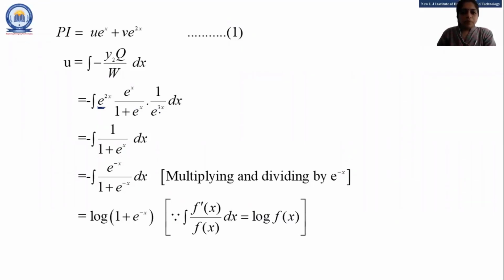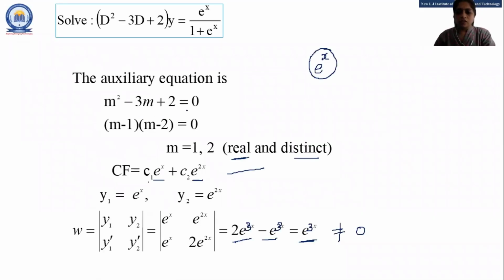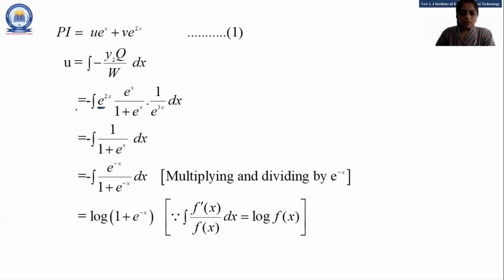Your Wronskian is e raised to 3x, students, right? After simplification, this is e raised to 2x times e raised to x, so e raised to 3x upon e raised to 3x. Both will be cancelled, right? And 1 upon 1 plus e raised to x remains.